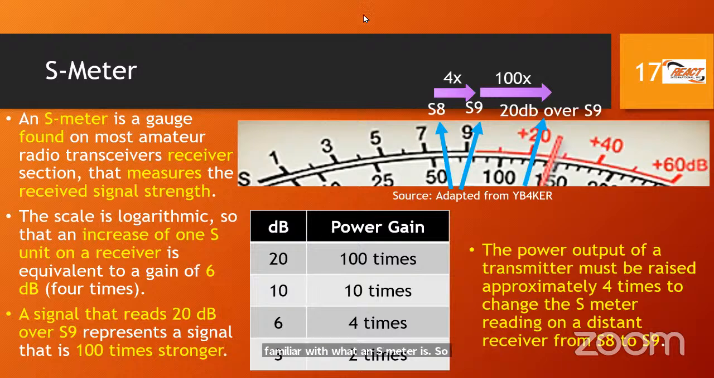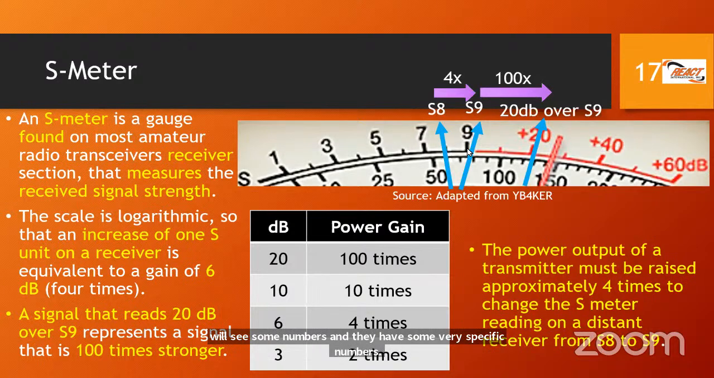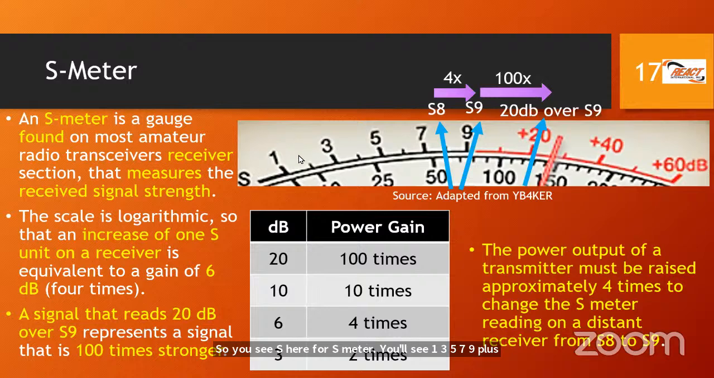So it's a gauge, and on your screen, hopefully we have a little screenshot that shows what it might look like. You'll see some very specific numbers. You'll see S here for S meter. You'll see 1, 3, 5, 7, 9, plus 20, plus 40, plus 60. So this is a decibel scale. You'll notice it's not linear at all, right?